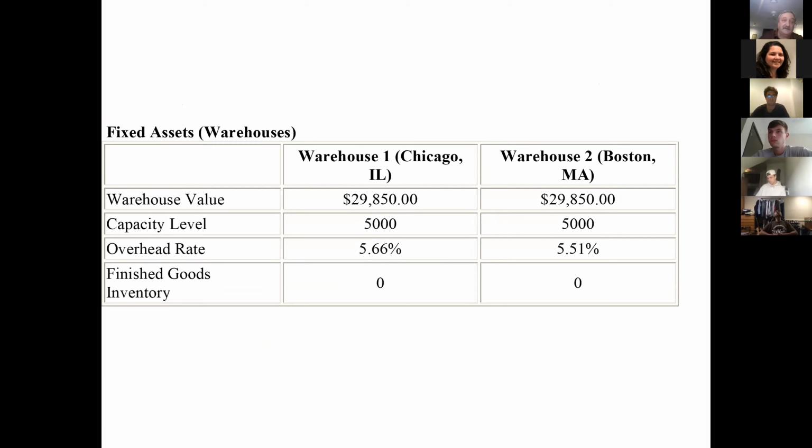Okay, now you start the game with no warehouses. You can buy and build warehouses if you want. We'll talk about why you might want to do that. It costs you 30 grand to build a warehouse. You have to pay overhead on warehouses too, and they have a capacity level, how many units they can hold. More on warehouses later.